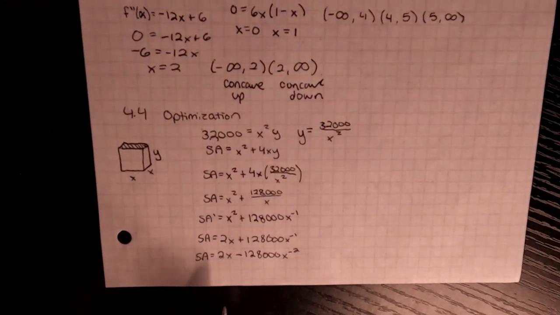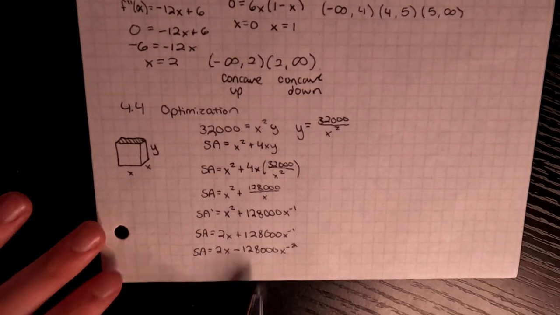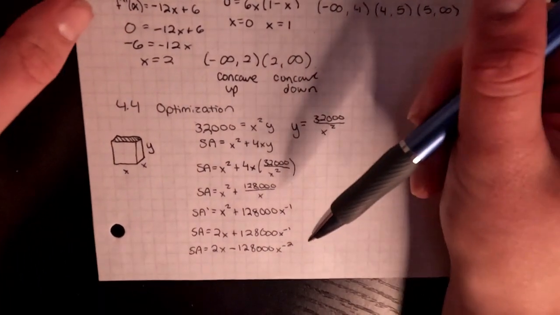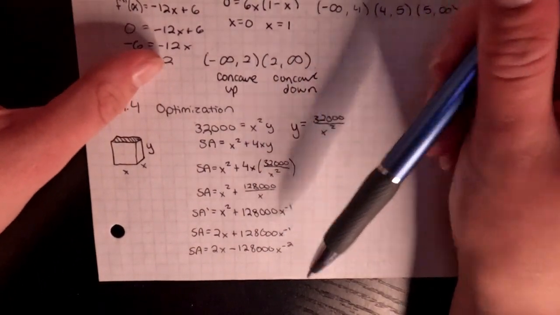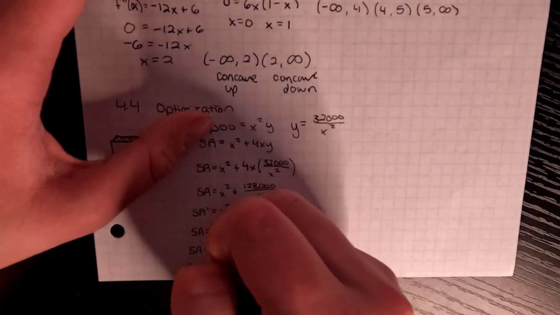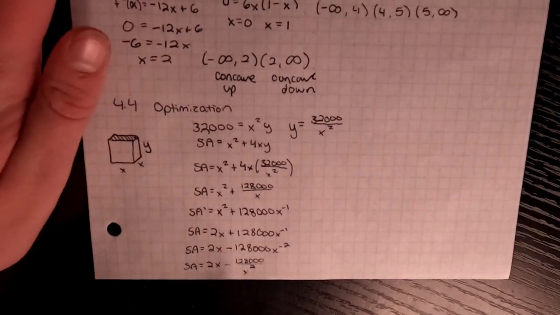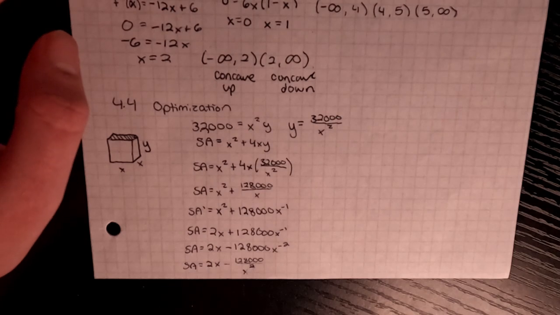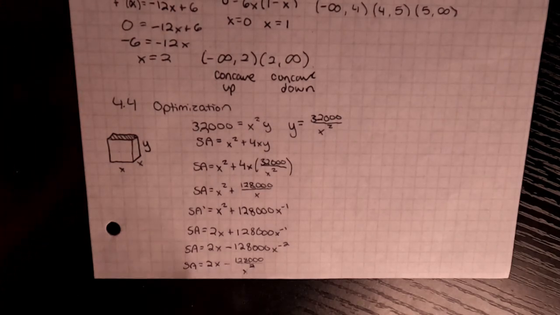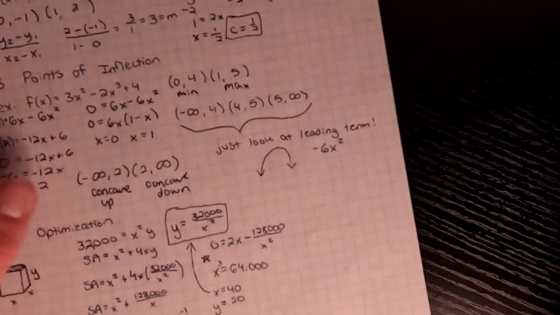So that's what I get once we do all that math, and we can simplify that even farther to look like that. And then after we get that, we want to set our derivative equal to 0.